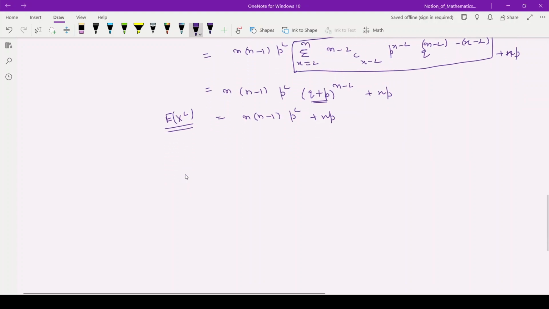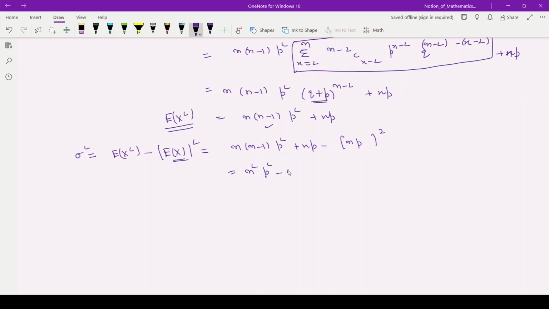Now we have all the required values, so we can easily implement these values in the formula of variance. Variance is expectation of x square minus expectation of x whole square. So what is expectation of x square? That is this particular value n(n minus 1) p square plus np, and minus expectation of x, which in the binomial distribution is np, so it's whole square. So that is n square p square minus np square plus np minus n square p square. So this and this will be cancelled out, that is np minus np square, np is outside, 1 minus p is here, that is npq.